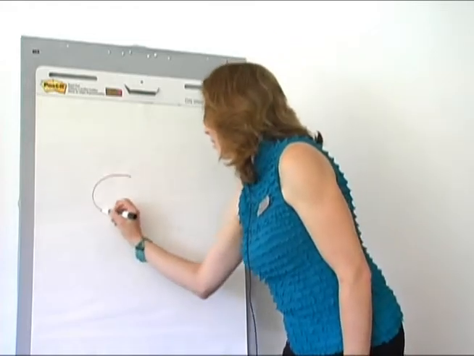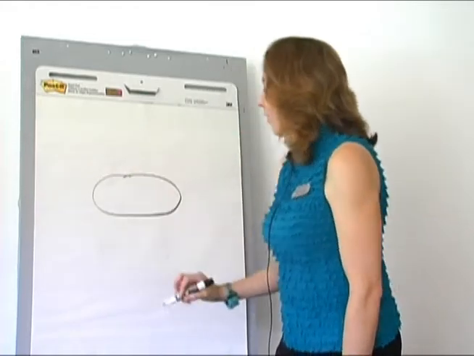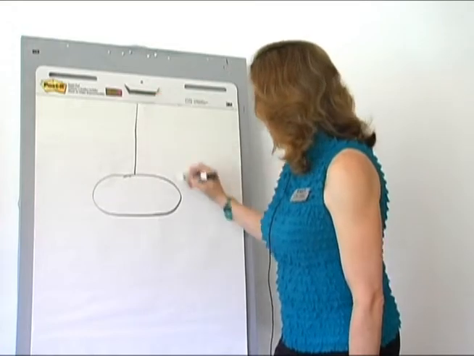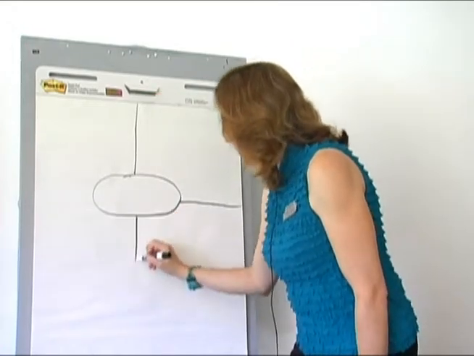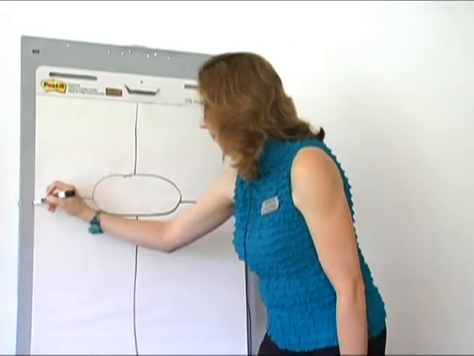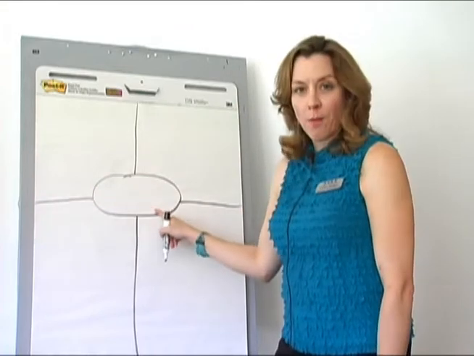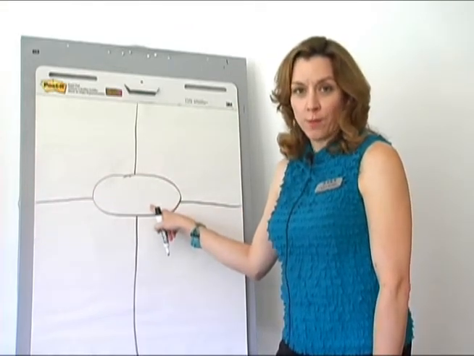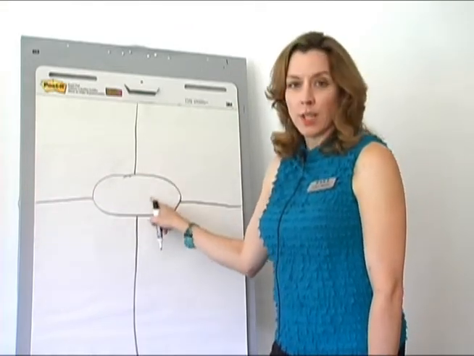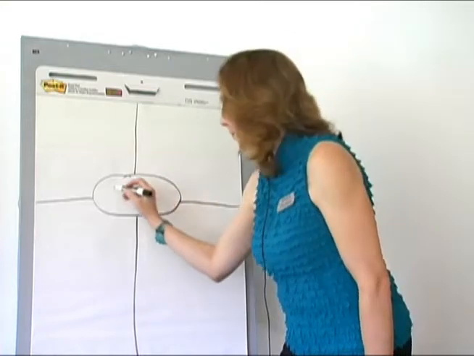The first thing you need to do is draw a circle in the middle of your page and then 4 squares coming from the circle, just like that. In the center of your Frayer model, you put your vocabulary term, and we're going to use a social studies term, landforms.